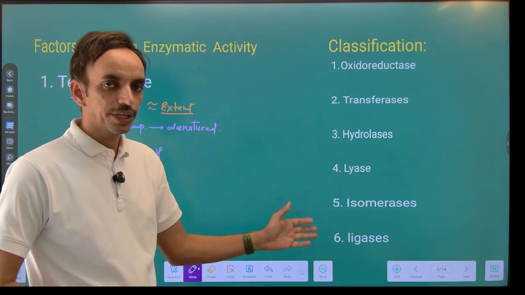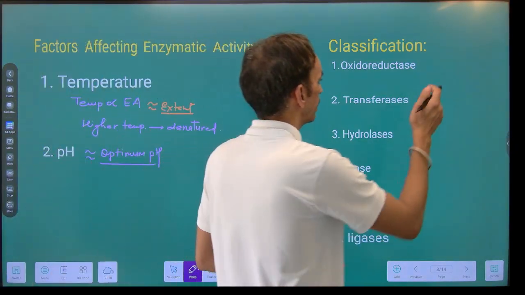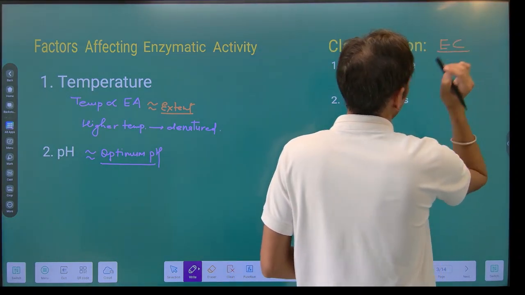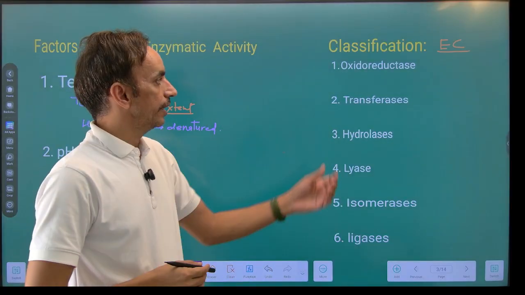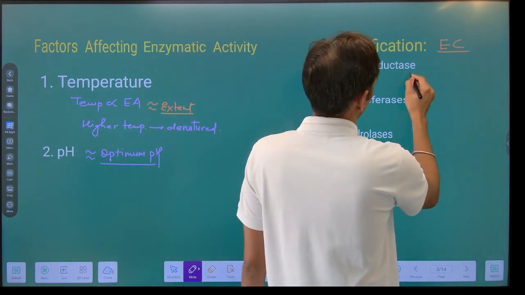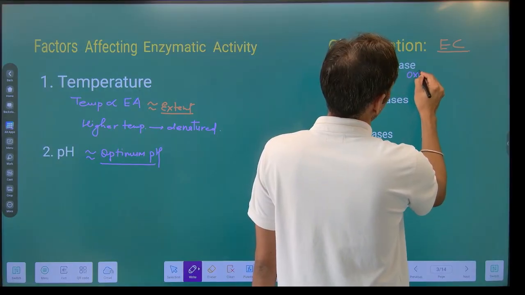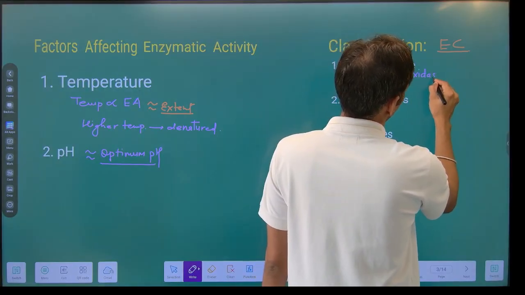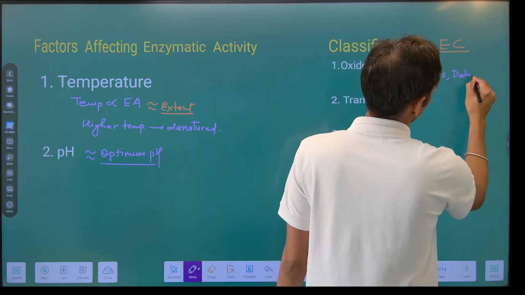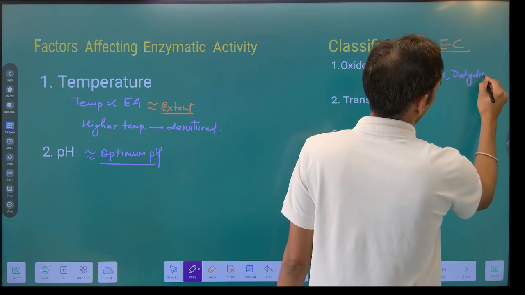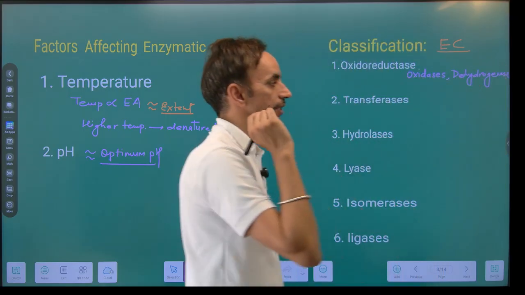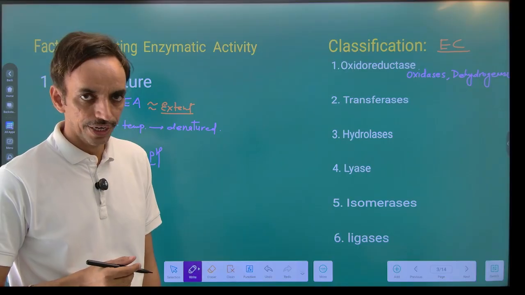Now there is a classification of enzymes. The Enzyme Commission classified the enzymes into 6 different categories. Number 1 is the oxidoreductases, which include oxidases and dehydrogenases, which carry out oxidation and reduction reactions.